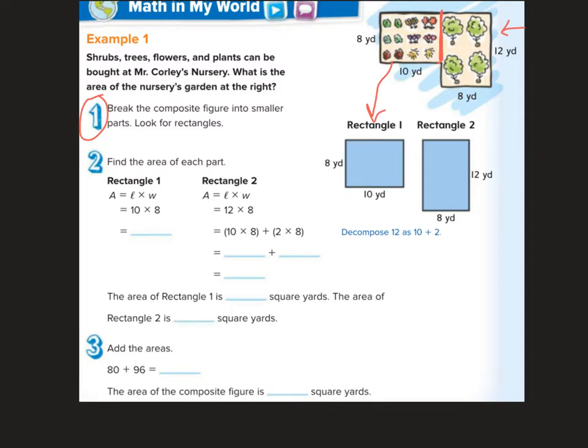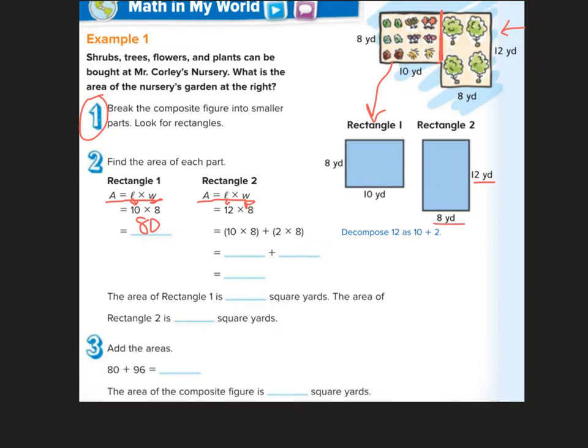But anyways, so they took this piece right here. So to find the area, area equals length times width. The length is 10, so we're going to put 10 right below. Width is 8, so we're going to put that right below. 8 times 10 is 80. Okay, and then here, area equals length times width. Our length is 12, and our width is 8.